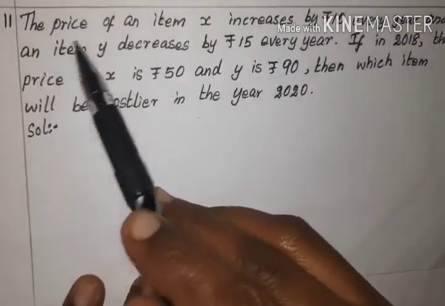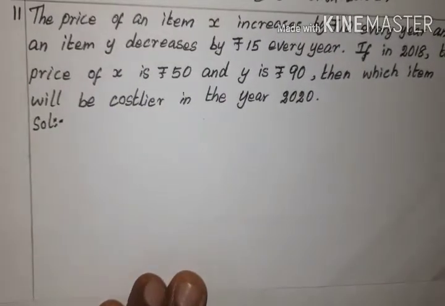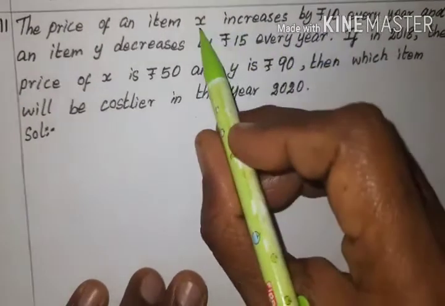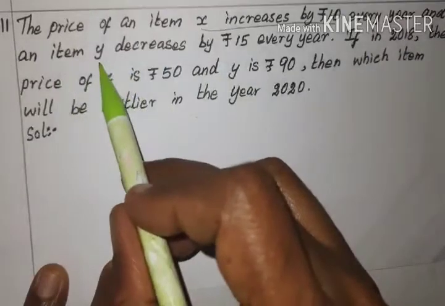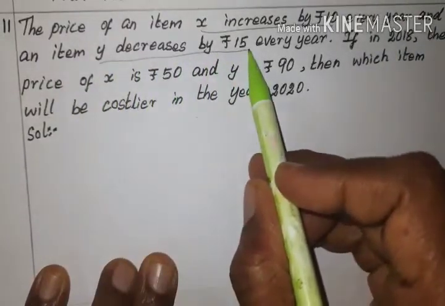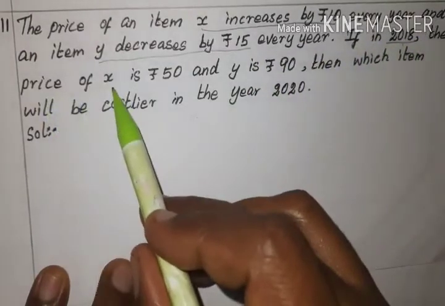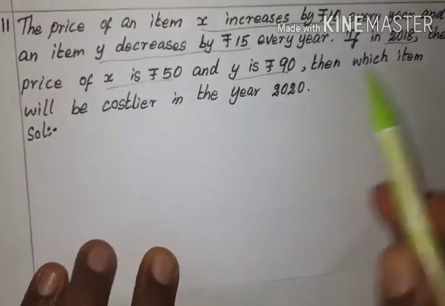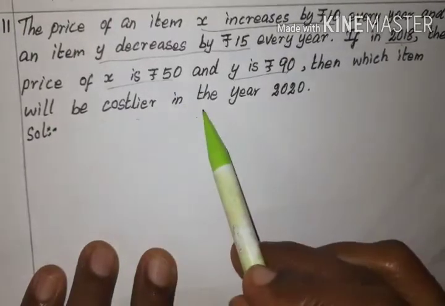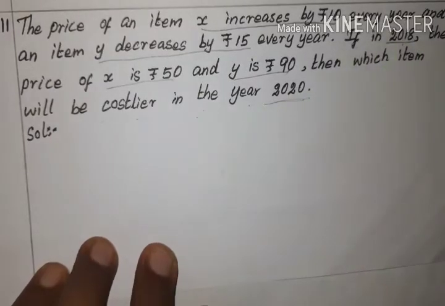Eleventh question: the price of an item X increases by rupees 10 every year. And Y decreases by rupees 15. In 2018, the price of X is 50 rupees, Y 90 rupees. Then which item will be costlier in the year 2020, 2 years after, X or Y?